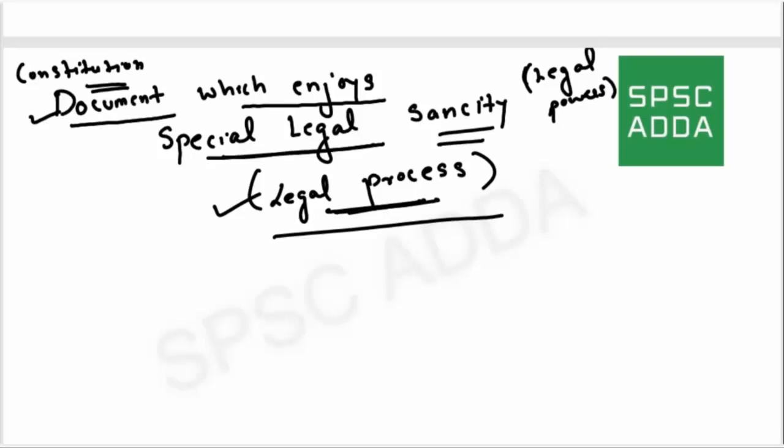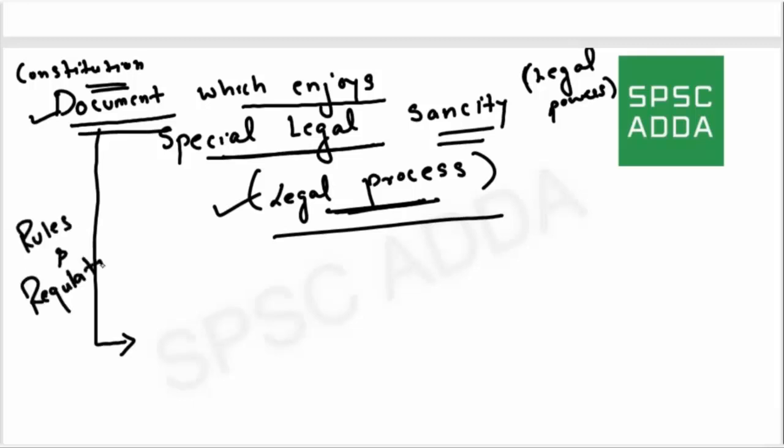Now you have understood the constitution is a document that has some legal powers. Now, if I ask you, what does this document consist of? One thing you have told me is that it consists of certain rules and regulations. Apart from this, what does the constitution consist of?